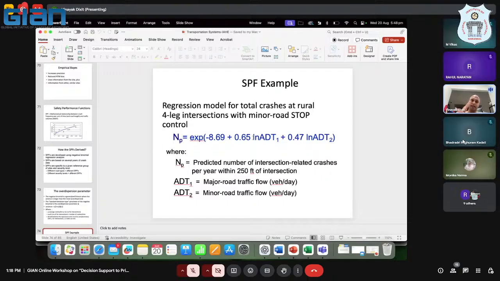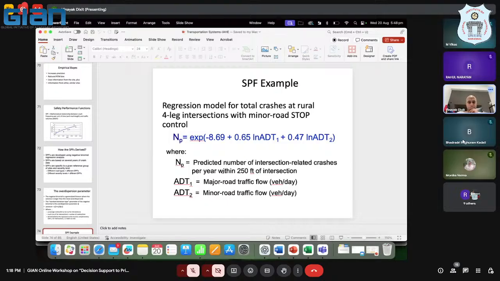For ADT1, it is 0.65. So for the main road, there's a higher likelihood. For the minor one, it's a lower likelihood. For the same amount of ADT on the minor road, the number of crashes will be lower compared to the main road. One way to think about it is because of the speeds.